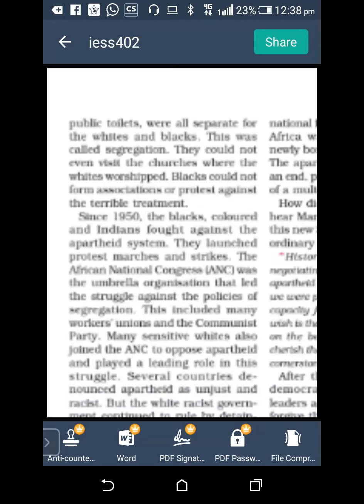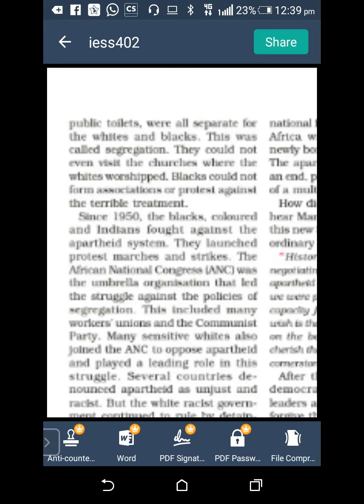Segregation मतलब रंग भेद नीति, किसी चीज को अलग अलग कर देना. This included many workers' unions, the Communist Party, and many sensitive whites also joined. Every white was not behaving badly with the black people. They joined those groups who were fighting against the apartheid. Many sensitive whites also joined the ANC to oppose apartheid and played a leading role in the struggle.